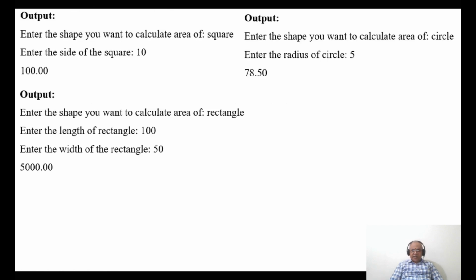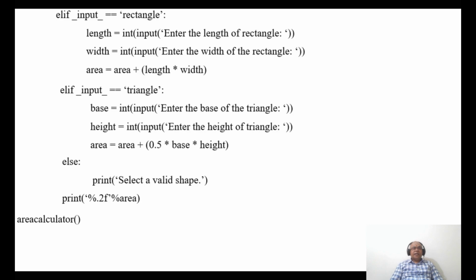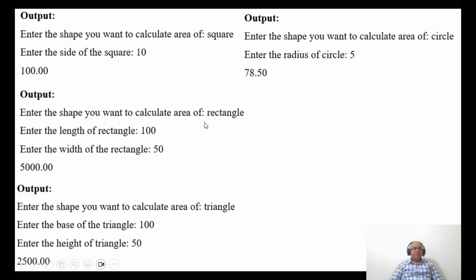Enter the length of the rectangle, 100. Then the width of the rectangle is 50. So area is equal to area plus length into width. What is the value of the first area? It is 0 plus length 100 into 50. You will get the area as 5000. Once it executes this, it comes out to the print function. So the area that is going to be calculated is 5000.00.